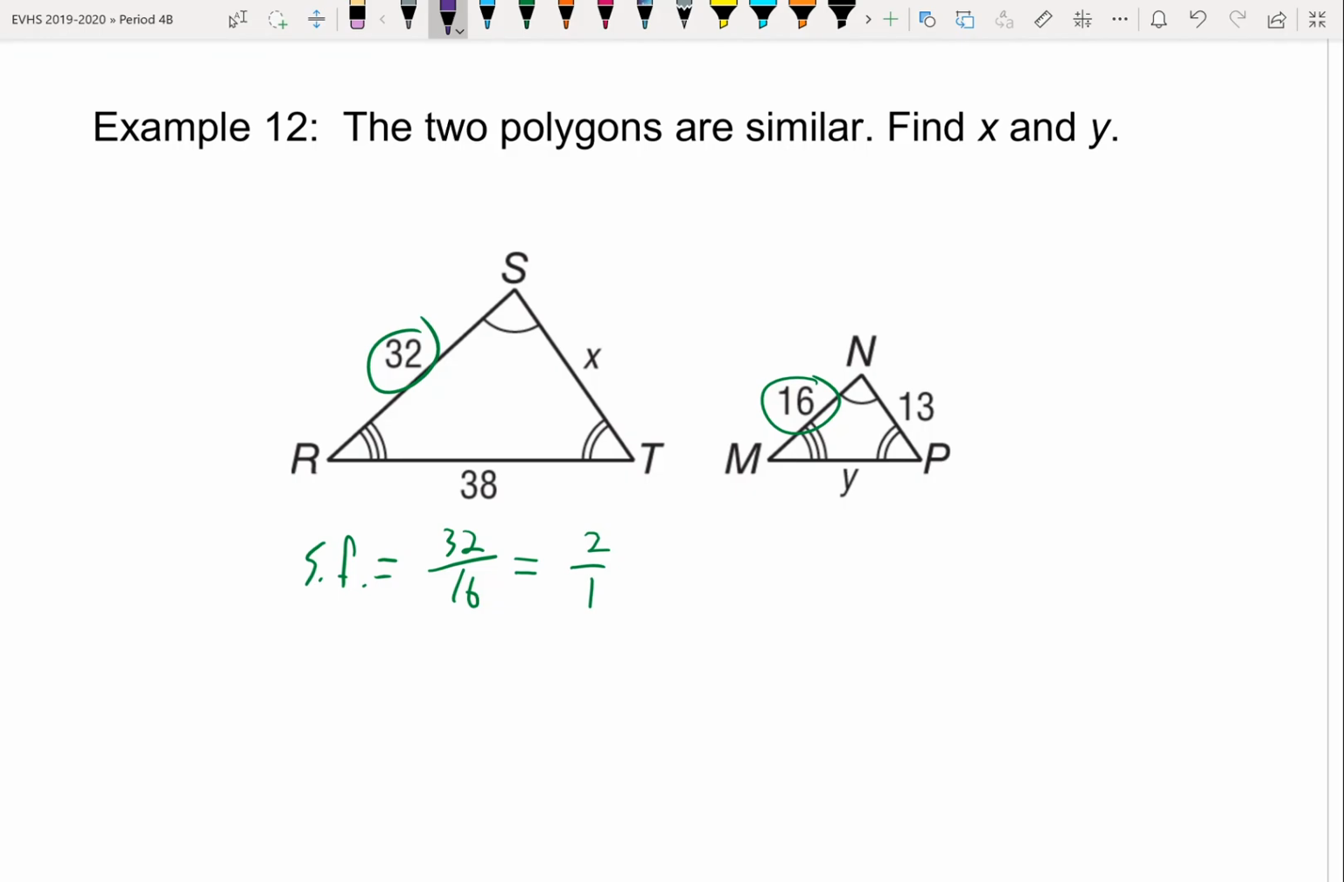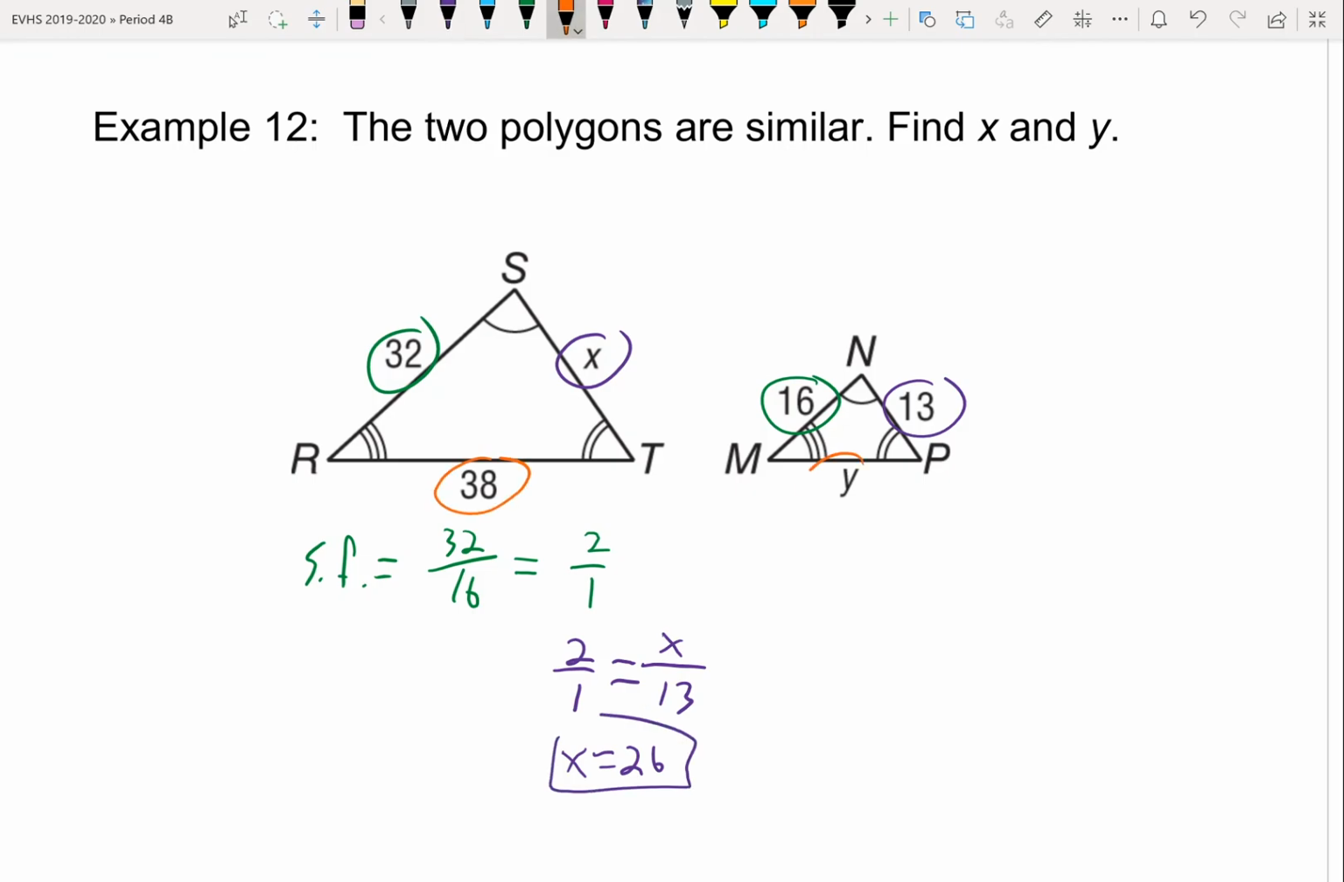So now let's do x. First off, take your scale factor, 2 over 1 equals, now make a ratio out of the remaining sides. X over 13. Cross multiplies to x equals 26.